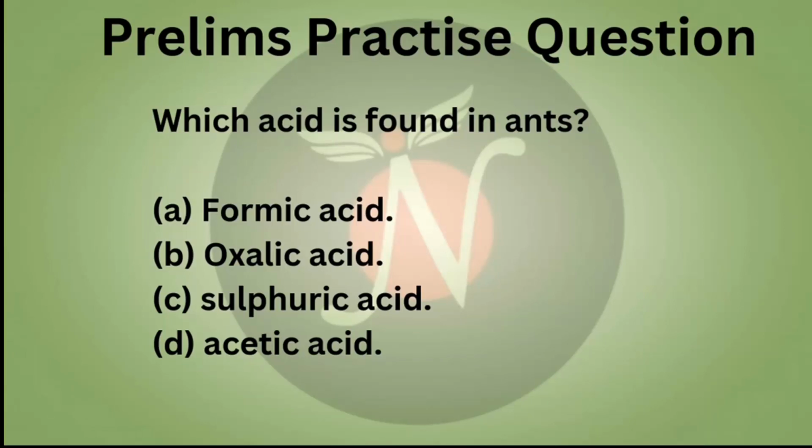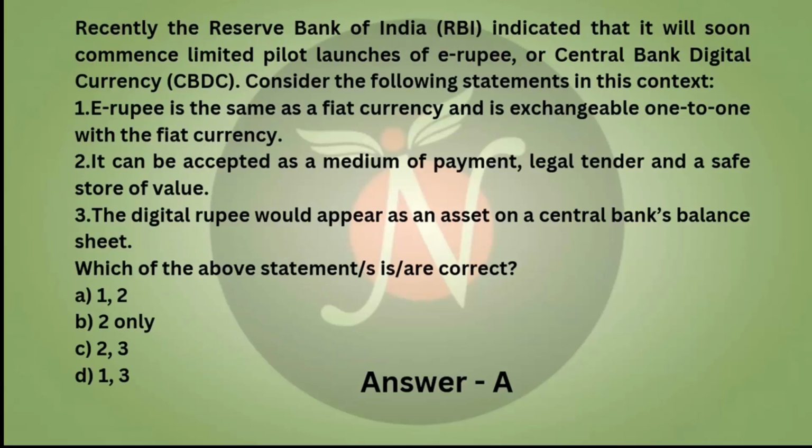Now we will discuss our yesterday's question. The question said, recently the Reserve Bank of India indicated that it will soon commence limited pilot launches of e-rupee or central bank digital currency. Consider the following statements in this context. First, e-rupee is the same as a fiat currency and is exchangeable 1-to-1 with fiat currency. Second, it can be accepted as a medium of payment, legal tender and a safe store of value. Third, the digital rupee would appear as an asset on a central bank's balance sheet. So the correct answer for this question is A, that is 1 and 2 only.